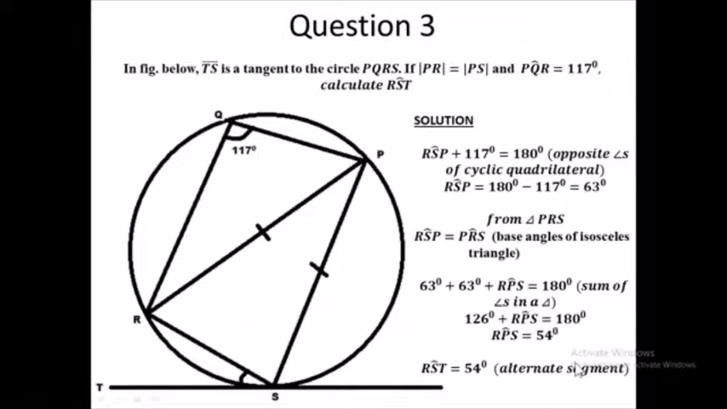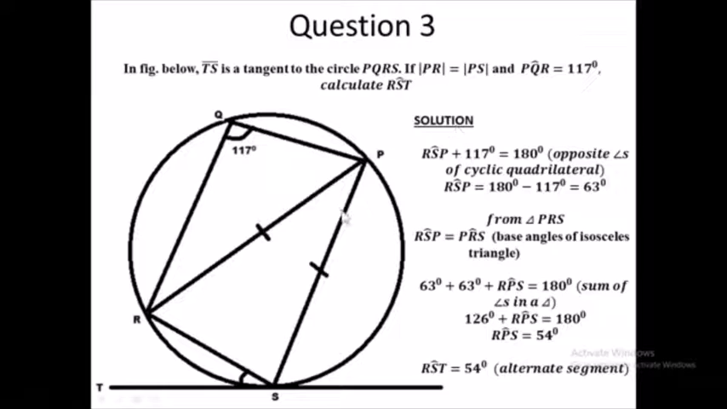Then also, if you look at this question on the screen as well, we are told that TS is a tangent. This TS is a tangent to this circle. Then PR is equal to PS, PR is equal to PS, and now we have this line and this line on them.